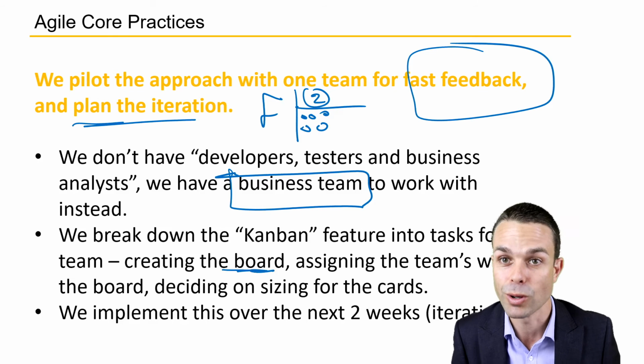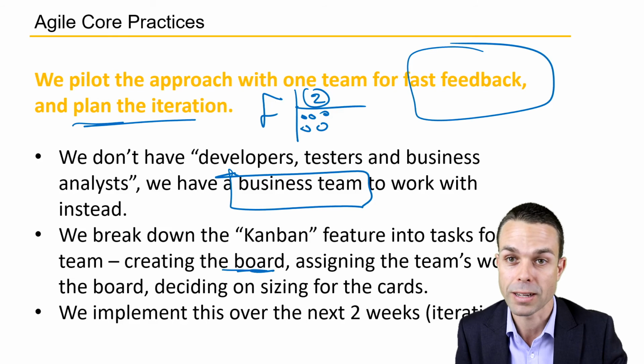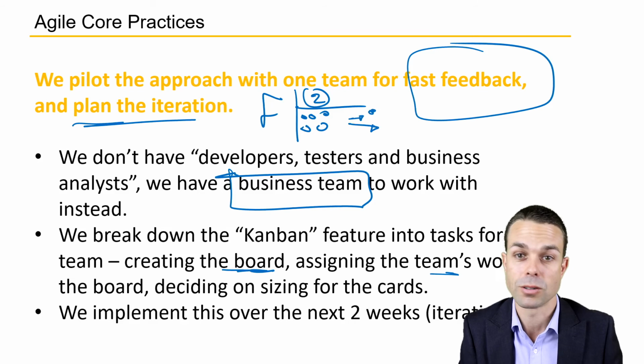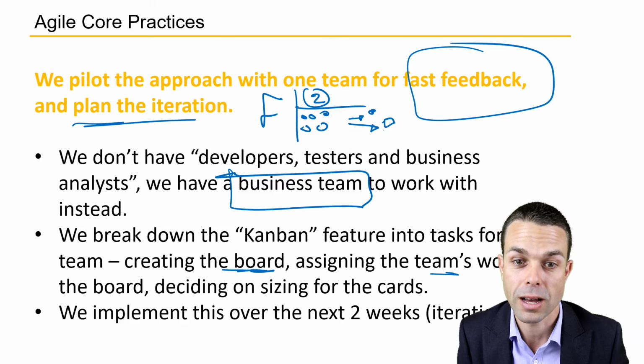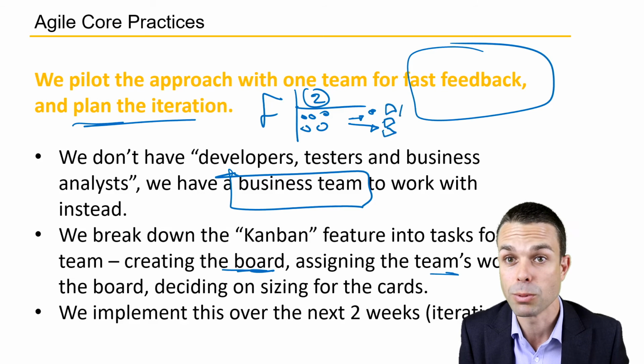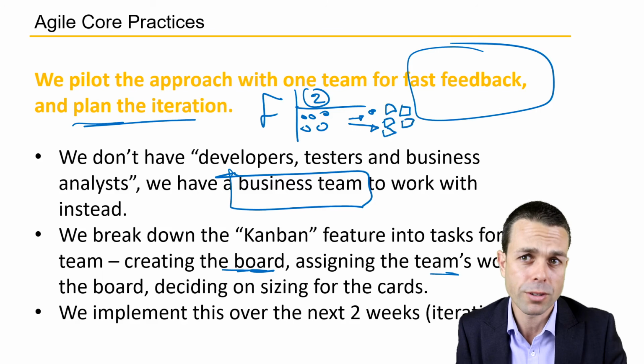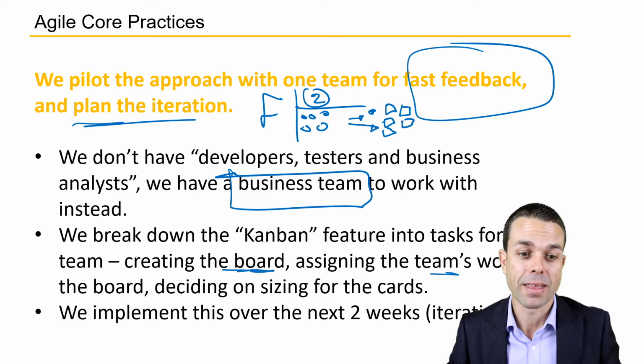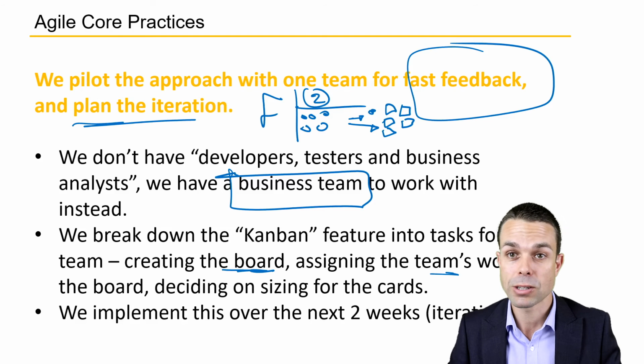Maybe it's a physical board. Maybe it's a virtual board like Trello or Jira. Maybe then we're assigning the team's work to the board. So maybe someone, Billy from the team, is going to create the board. Maybe Jane from the team is going to decide on the sizing for the different cards, or how many cards people should take on at one time, a few of the different rules around that. How do they want to work with Kanban? And then we implement this with the team over the next two weeks.